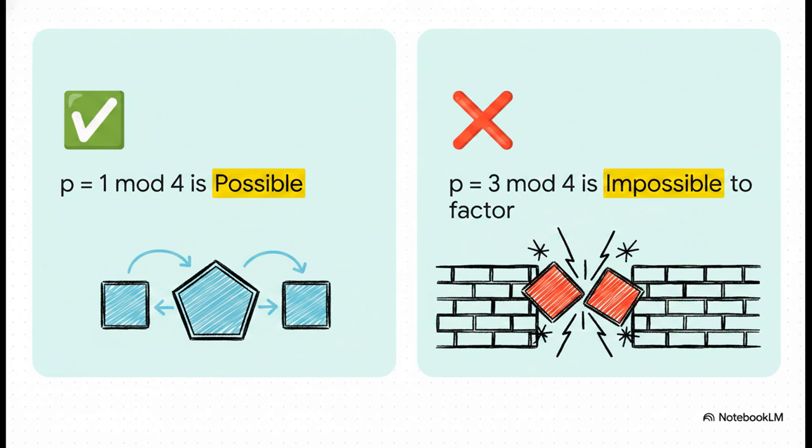Modulo 4 just means we're looking at the remainder when we divide a number by 4. If a prime is 3 modulo 4, it is mathematically impossible to write it as a sum of 2 squares. Why? Well, because perfect squares modulo 4 can only ever be 0 or 1. You can add 0 plus 0, 1 plus 0, or 1 plus 1. But there's no way those sums are ever going to equal 3. It's a fundamental mathematical roadblock.